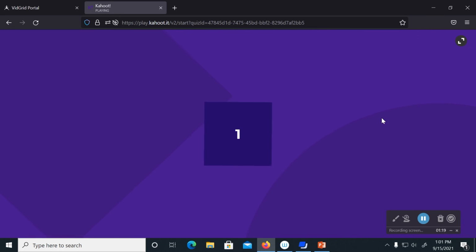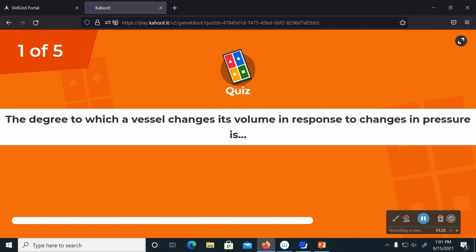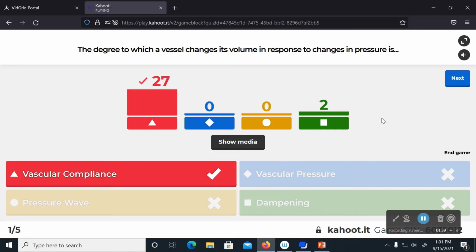So we were talking about vessel characteristics yesterday and how they work. So we got some questions about that. The degree to which a vessel changes its volume in response to changes in pressure. Yeah, that's vascular compliance. Another way we looked at this same idea is distensibility. Distensibility takes the volume of the vessel sort of out of the equation. I prefer compliance because it matches better with how we'll talk about the respiratory system.